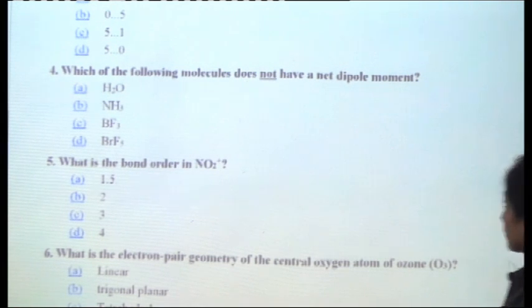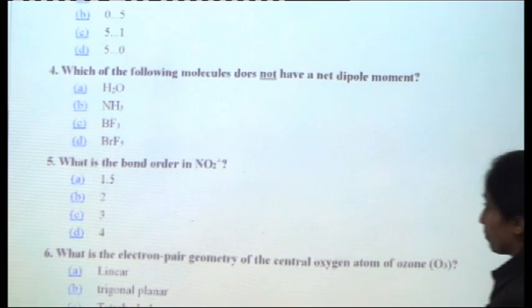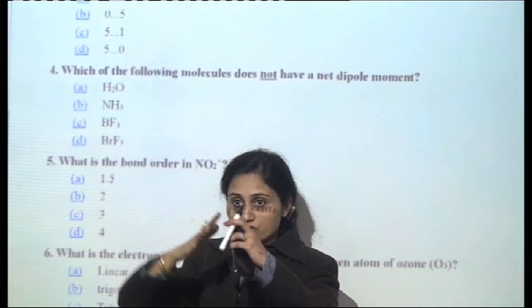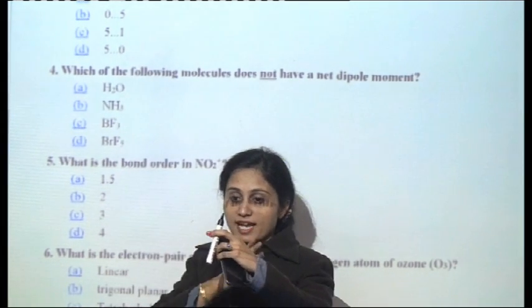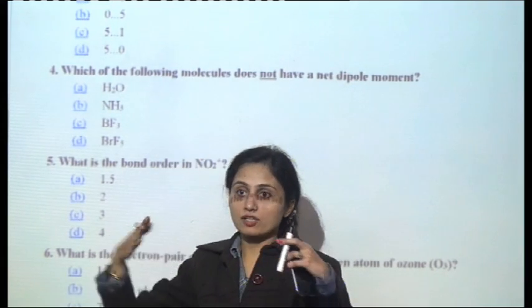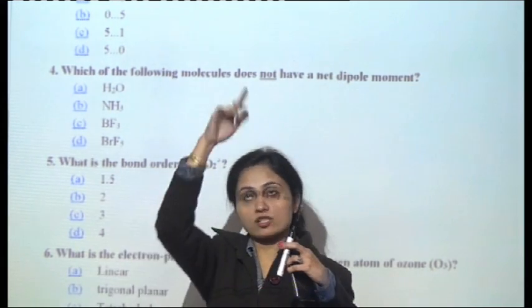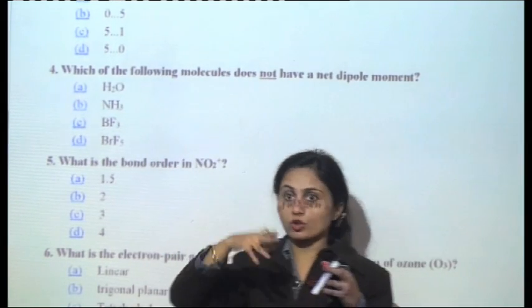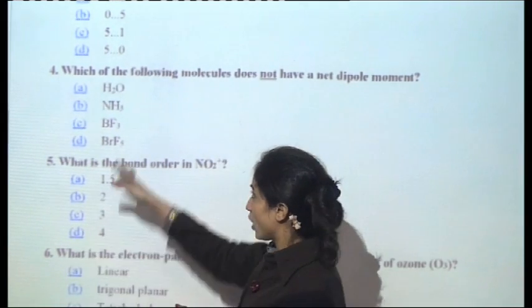Which of the following molecules does not have a net dipole moment? Now just think about it. Water is a bent structure, so you have O and H, and a lone pair on top. So oxygen will have a dipole. Then NH3, again similar, tetrahedral with a lone pair. So NH3, you know, has a high dipole moment.